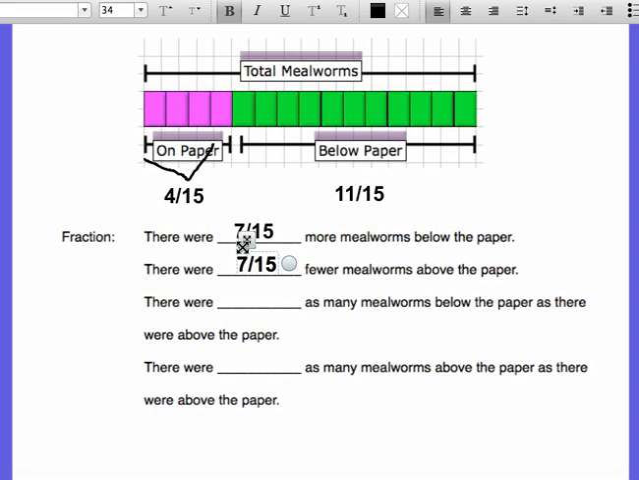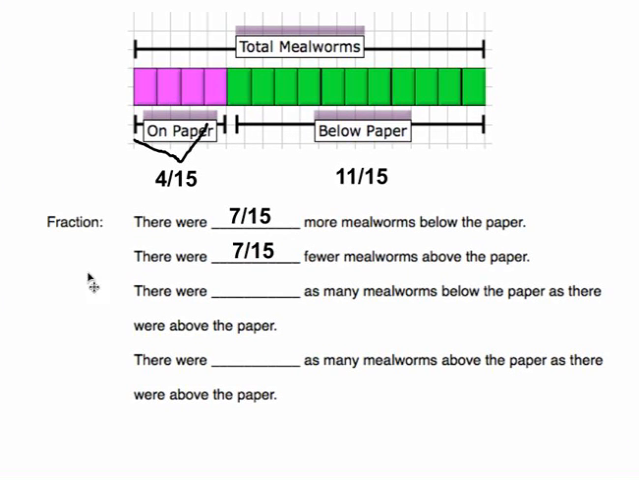So these are both representing differences in our fractions. The difference between 4 fifteenths and 11 fifteenths is 7 fifteenths. 4 fifteenths is 7 fifteenths less than 11 fifteenths. Or 11 fifteenths is 7 fifteenths more than 4 fifteenths. Now for this next part. There were blank as many mealworms below the paper as there were above the paper.